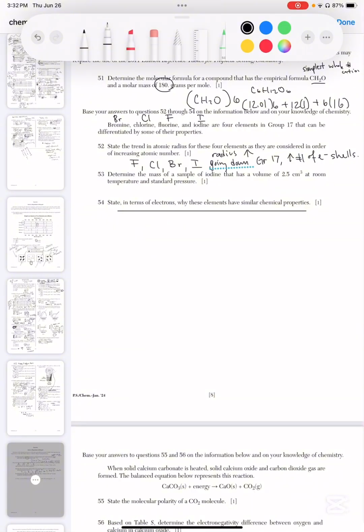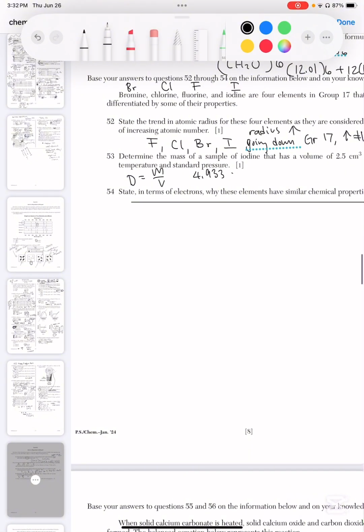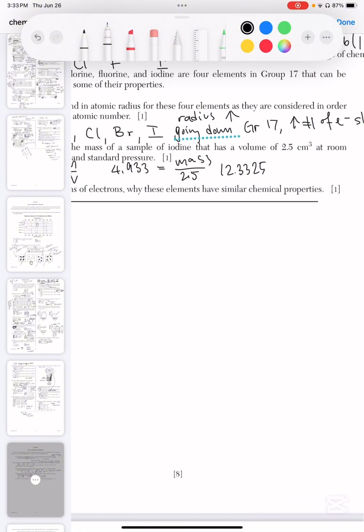Volume of 2.5, density equals mass over volume. The density of iodine can be found on table S, and that's 4.933. 4.933 equals mass divided by volume, 2.5. So 4.933 times 2.5 is 12.3325. You can round this or not. I don't think they really care. So 12.333.